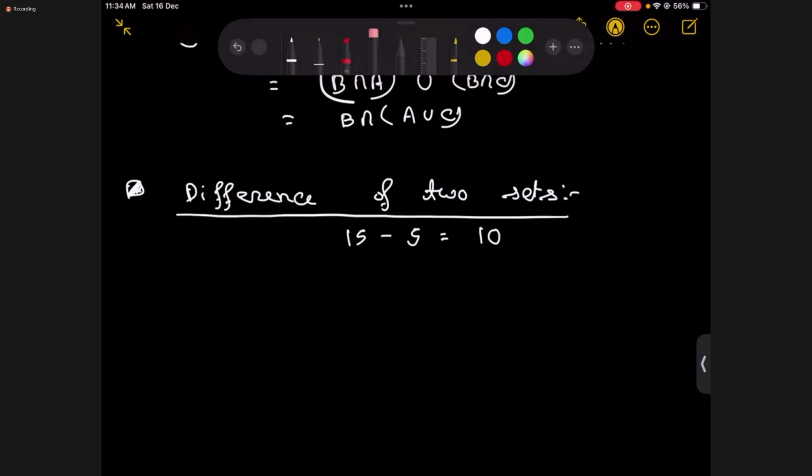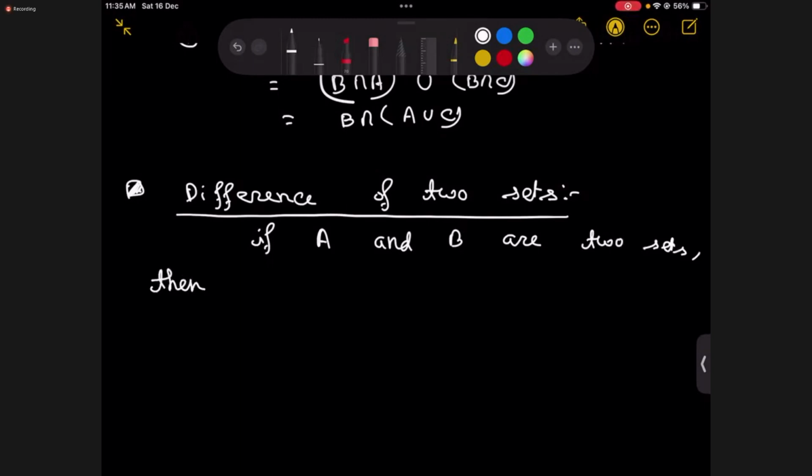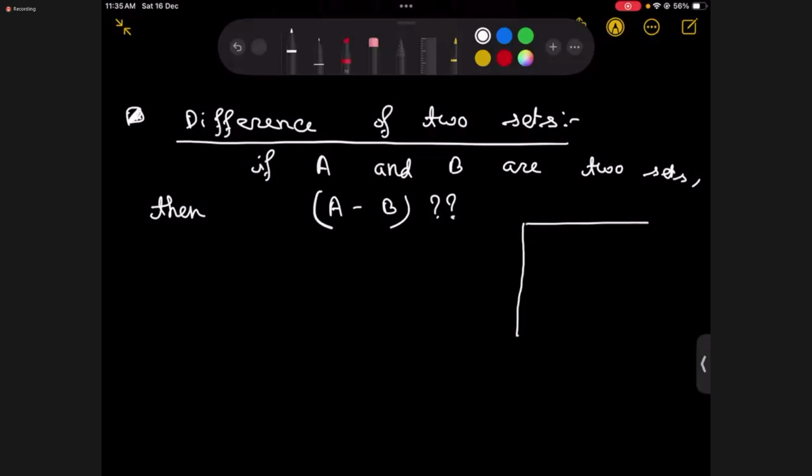Now we are applying this subtract operation on sets. Like if A and B are two sets, then the question is, can we define this thing? What about this set? So we are defining this set like this. Just look at the Venn diagram, then we will see a definition.